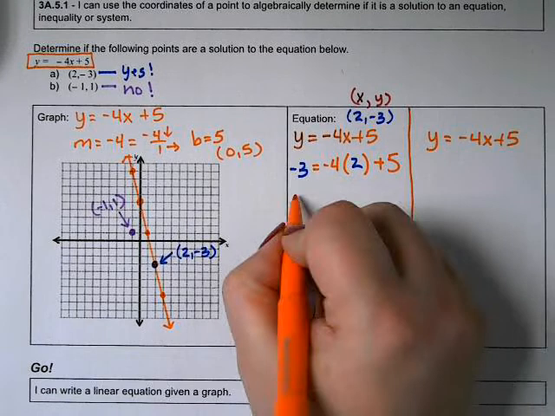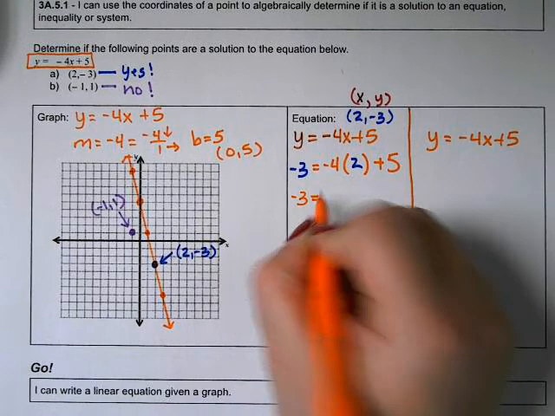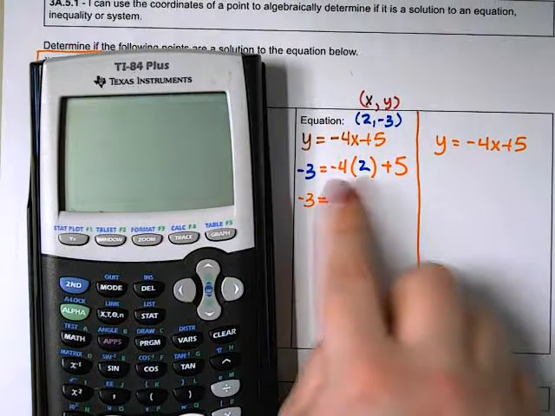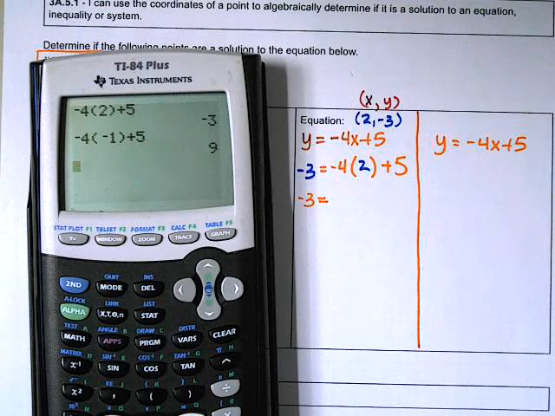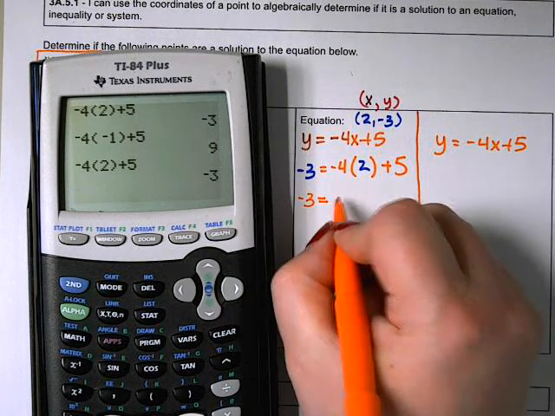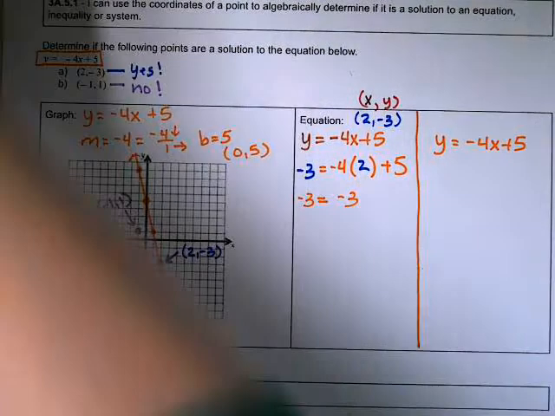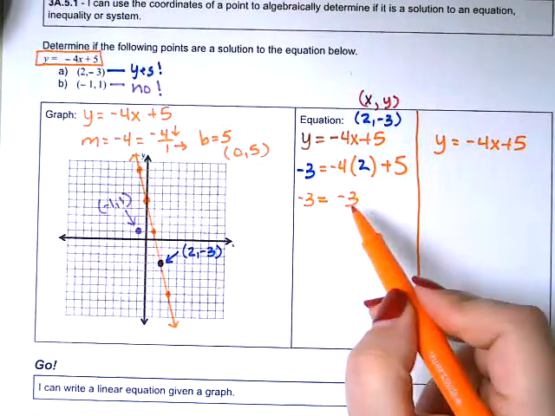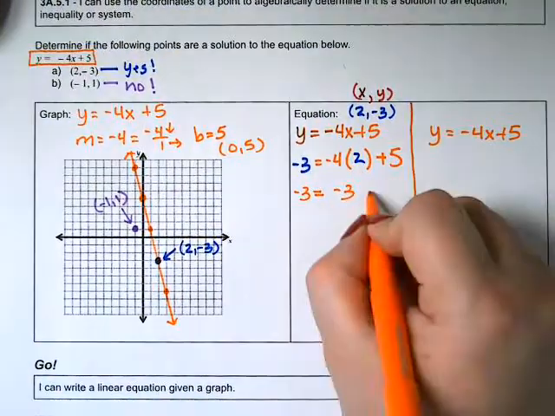So now I've got -3 is equal to, and I'm just going to use my calculator to figure out what all this junk is equal to. So -4 times 2 plus 5 gives me -3. So if I look, -3 equals -3, that's a true statement.